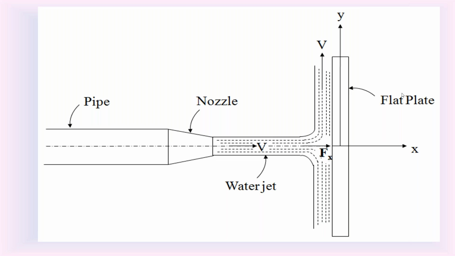Any doubts, dear students, about this discussion of force exerted by horizontal water jet on the stationary vertical flat metal plate? What is the Fx equation? Fx is equal to rho A V squared. A is the area of this water jet. If d is the diameter of the water jet, the area is pi d squared by 4. And V is the velocity. Then this force Fx is equal to rho A V squared. Rho is the density of water. Is it clear to all?